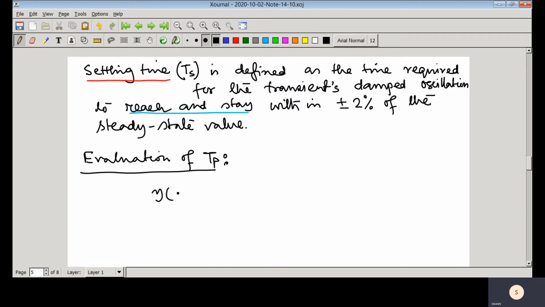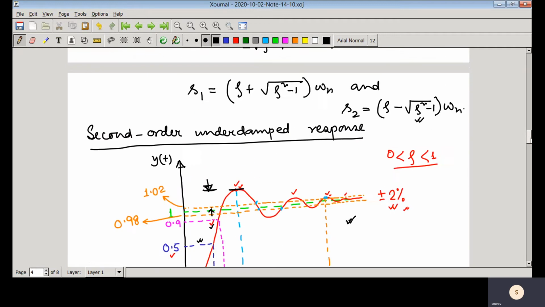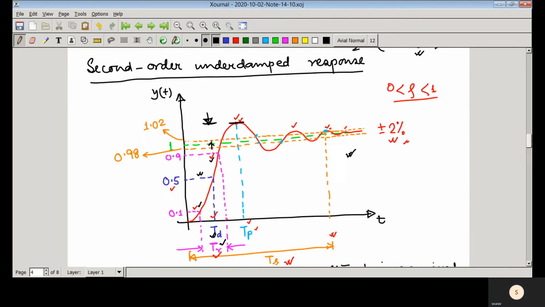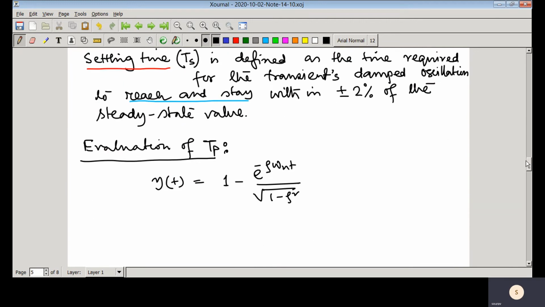So y(t), we have 1 minus e to the power minus zeta omega n t. I am just copying it from there, copying that same expression, this expression, sine of omega d t plus tan inverse of square root of 1 minus zeta square by zeta.